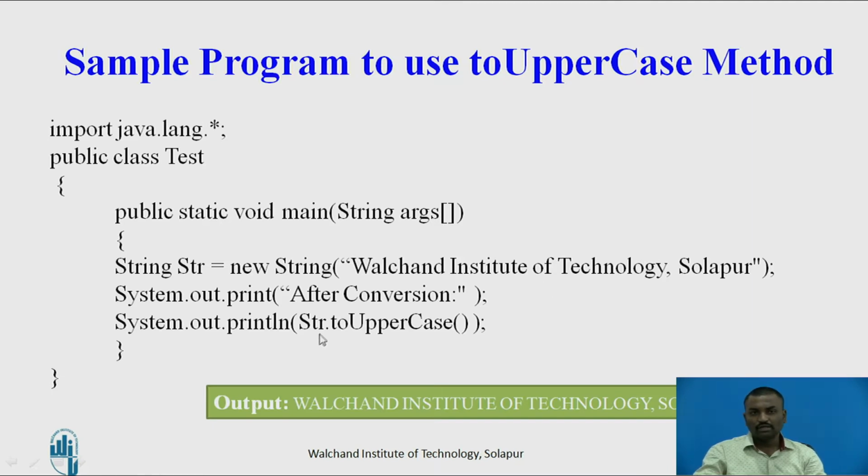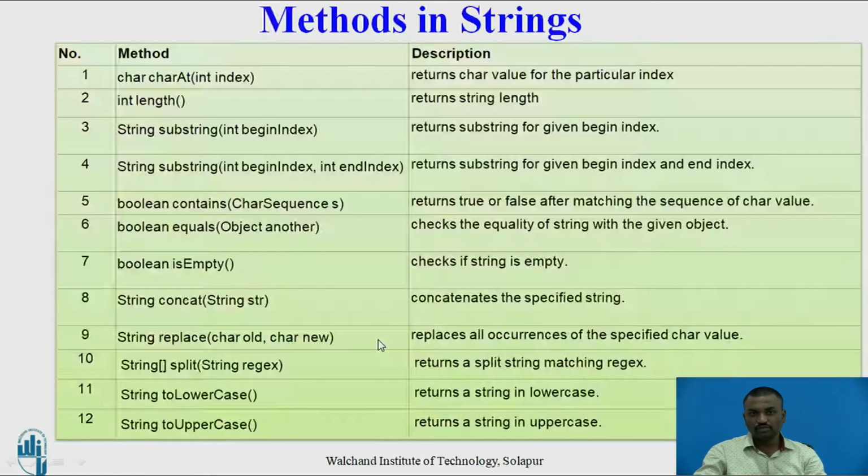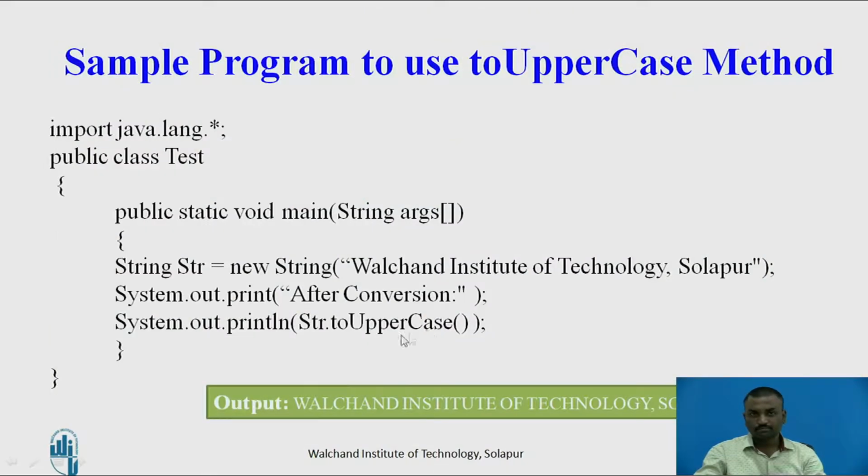So here I'll call the method str.toUpperCase. We have seen this method. What is it going to return? toUpperCase returns a String. It converts to uppercase and returns the string. So it converts Walchand Institute of Technology into capital case and gives the output. This is what the output looks like. This is how we use ready-made String methods, which are very helpful while writing such programs.